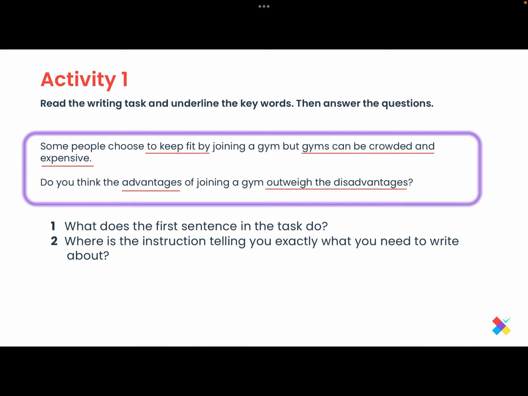I mean, what does outweigh mean? What exactly do I have to do? And a lot of people panic and they don't really know what to do.